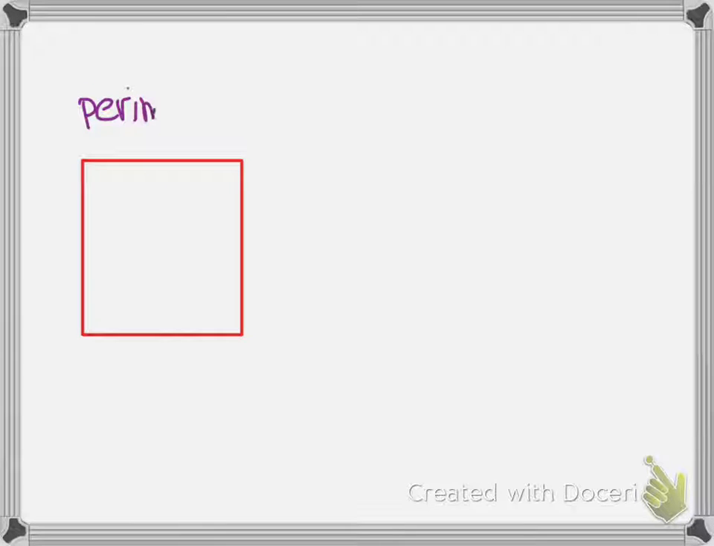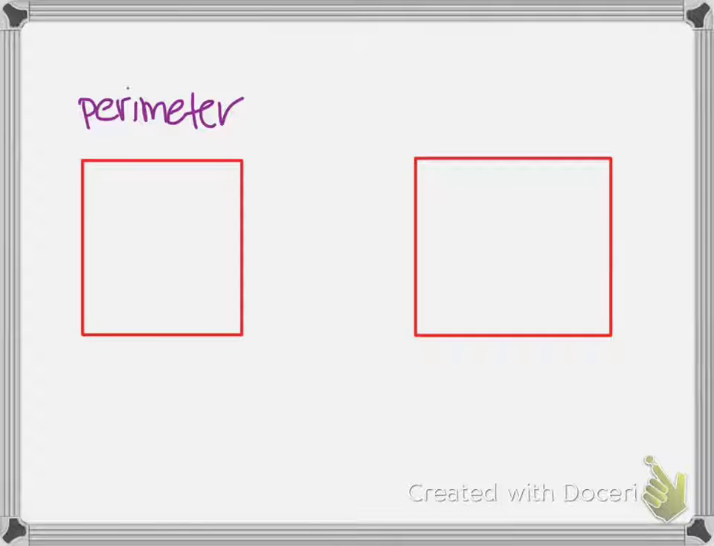Good morning, everybody. We are going to be working with two different ideas today. We're going to be working with perimeter and we're going to be working with finding the area. And before we go into the problem set, you need to understand rather quickly the difference between perimeter and area.